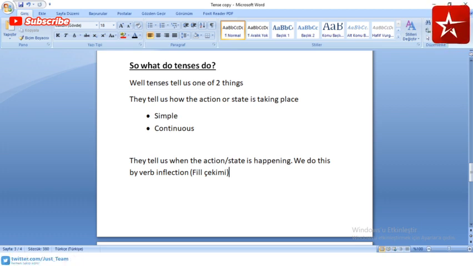Again, we need to start from the action. Is the action single or is the action continuous? Once we've decided that, we move on to the next step and think, okay, it's a simple tense. I want to use it in the past, so I need past simple. I want to use it in the future, so I need future simple. It's a simple action, but I need to use it in the present, so we know that we need to use present simple. It really is that easy.